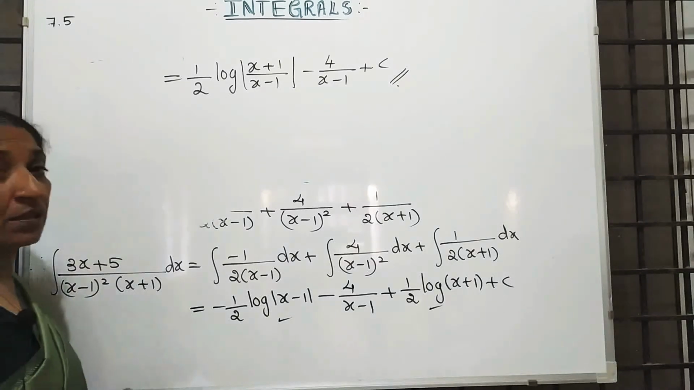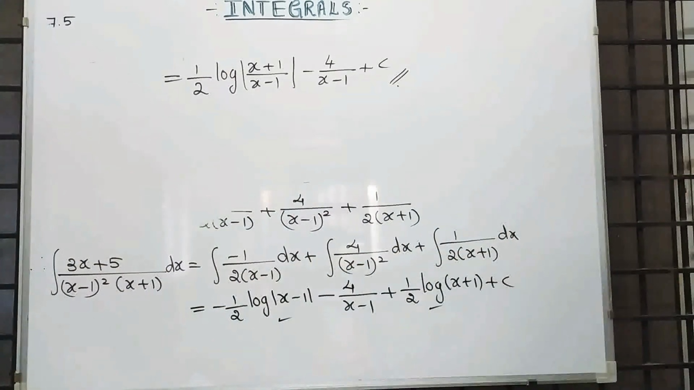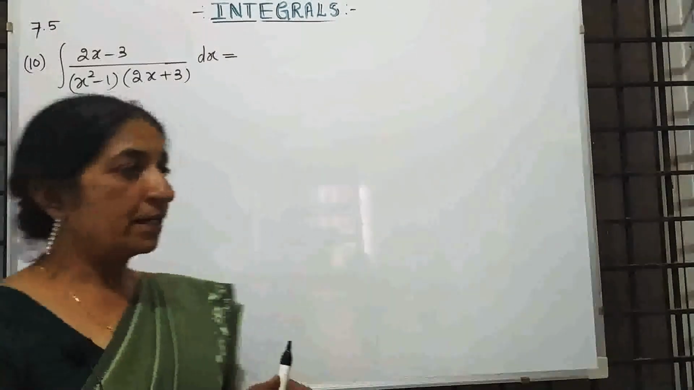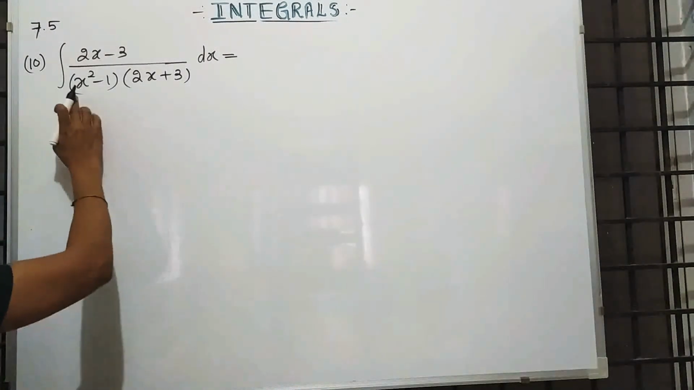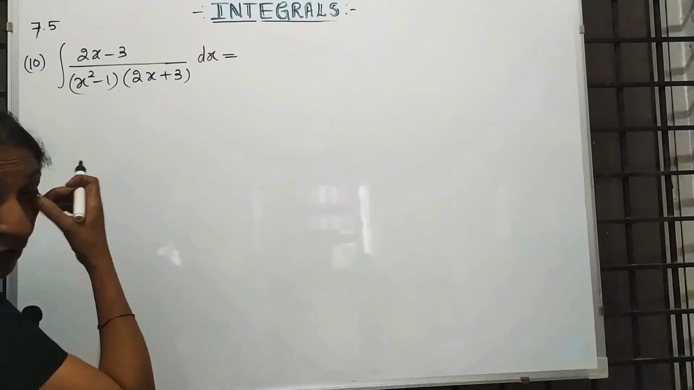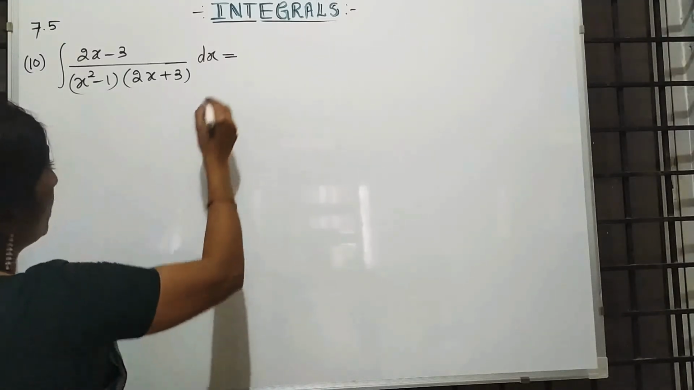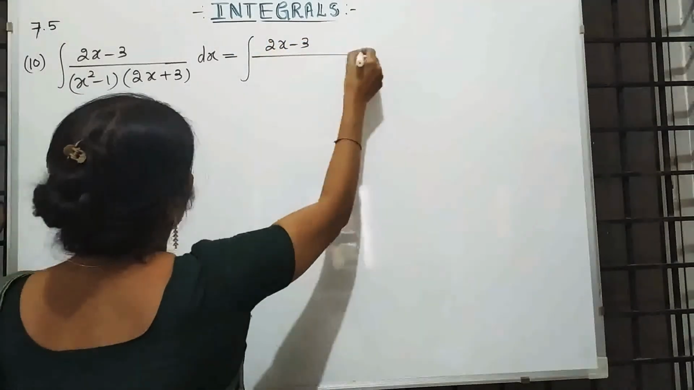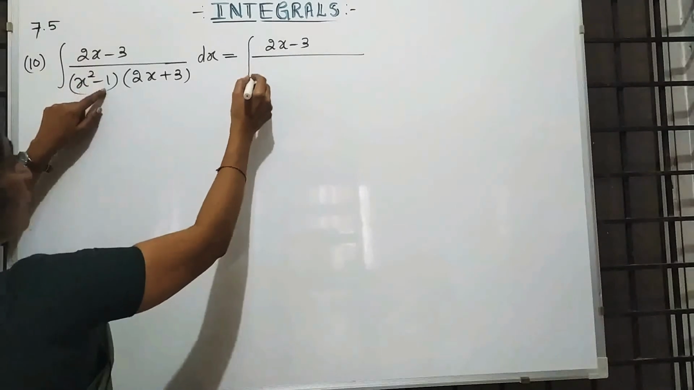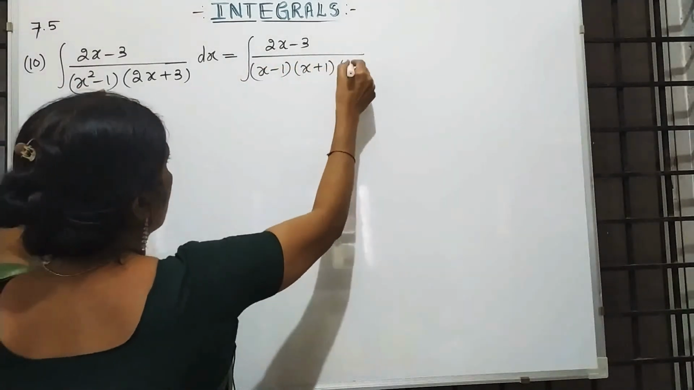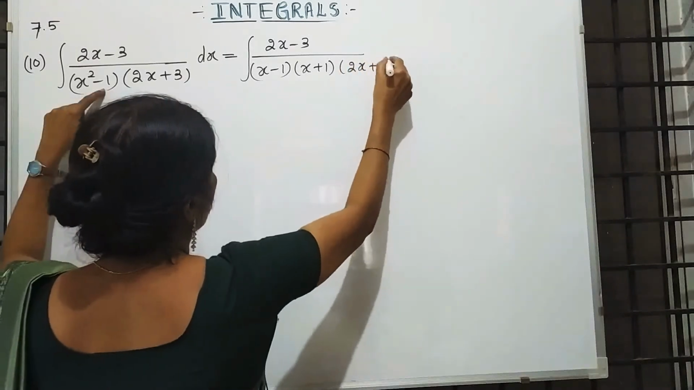Now moving to the next question, that is question number 8. Integration of (2x minus 3) upon (x square minus 1) into (2x plus 3). See, before writing proper or improper, I am writing this integration as (2x minus 3) upon (x square minus 1), which is splitting as (x minus 1)(x plus 1) into (2x plus 3) dx.